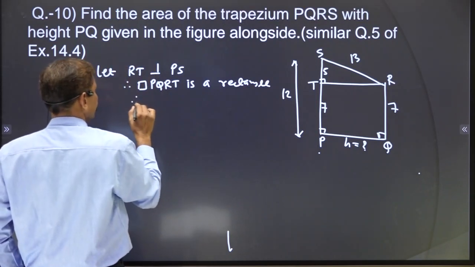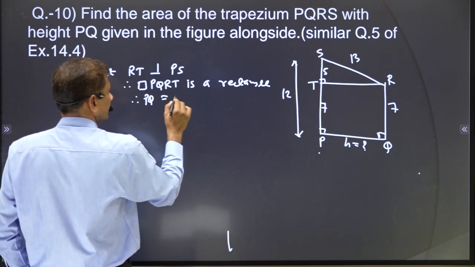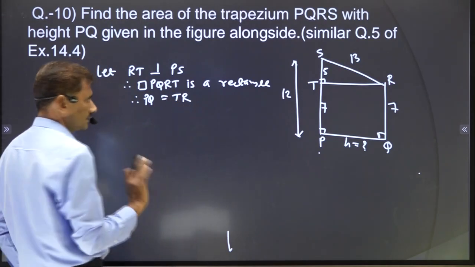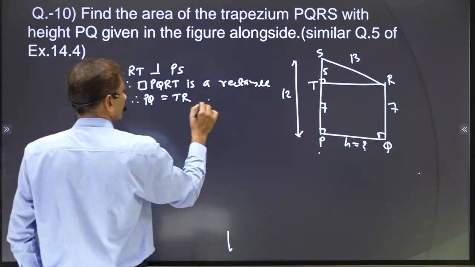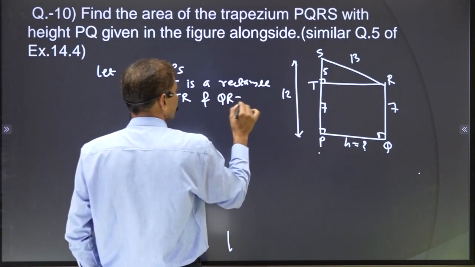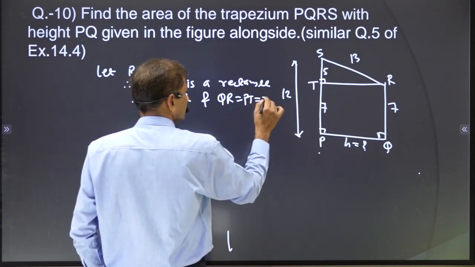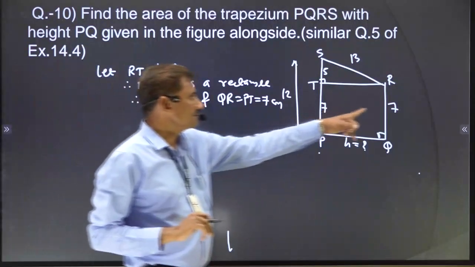Therefore, PQ is equal to TR. Not given. And QR is equal to PT, equal to 7. Why does this become 7? Because this is 7.